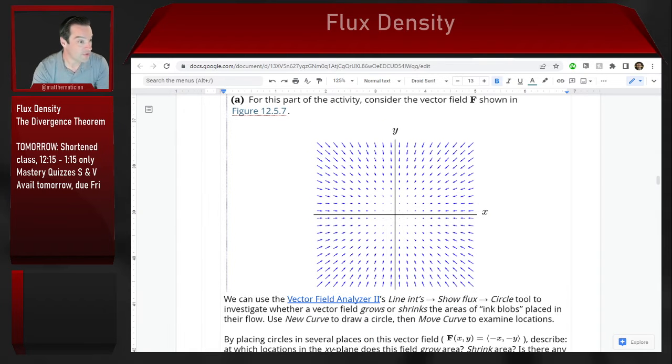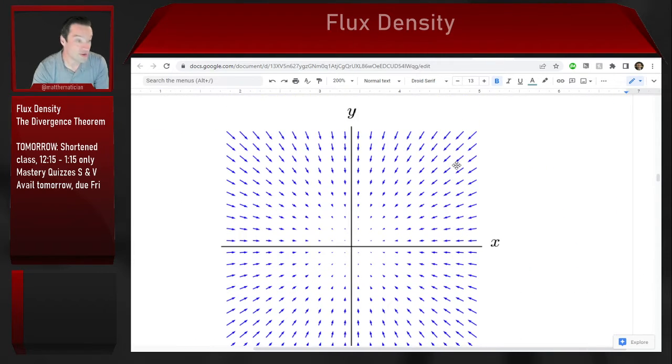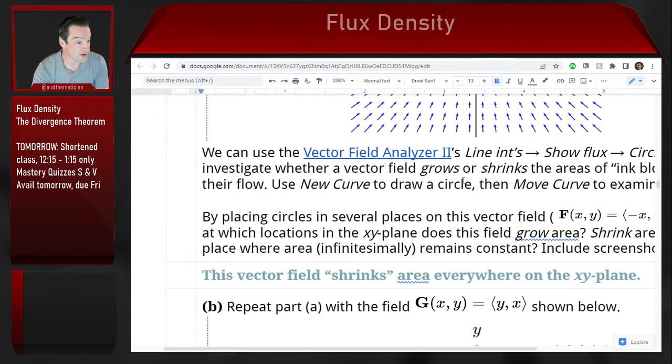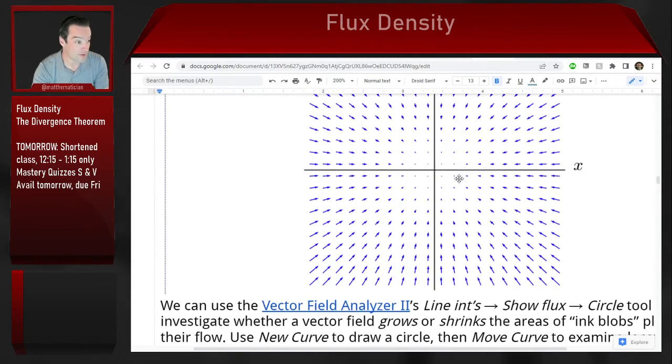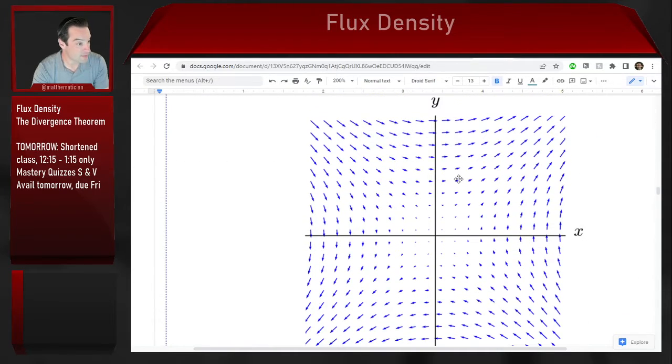In this first vector field, let me zoom in a little bit more so we can see it better. On this first vector field, it looks like everything is getting crunched. In fact, we saw this vector field as part of the preview activity. So we would conclude that this vector field is shrinking area everywhere on the xy plane. Our second vector field looks like this. We haven't seen this one yet today.